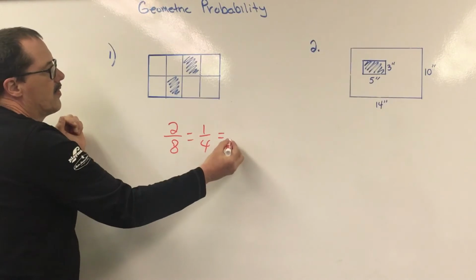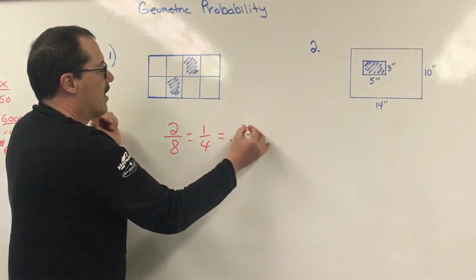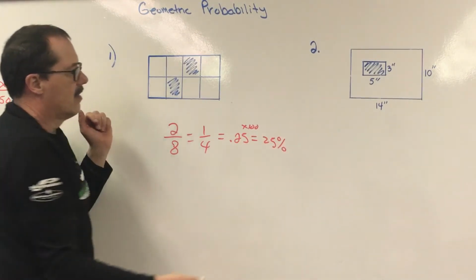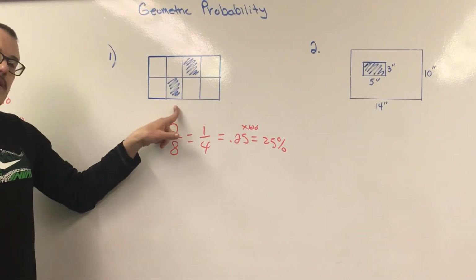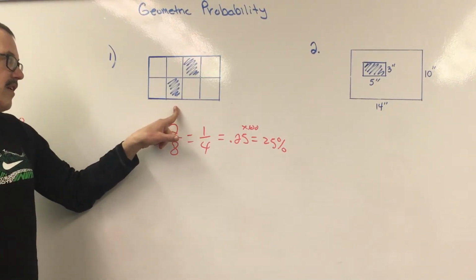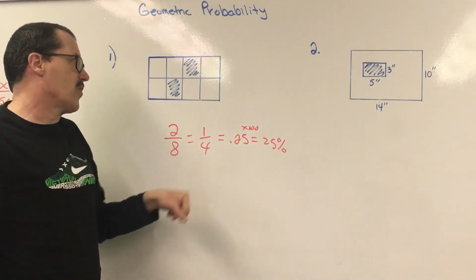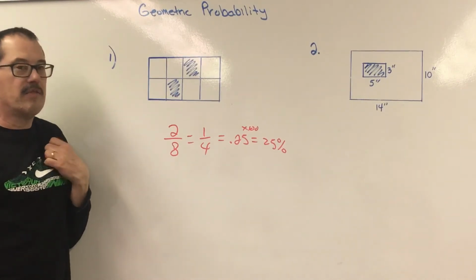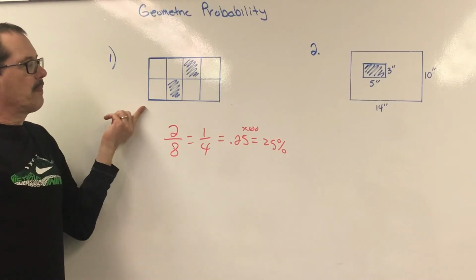Change to a decimal, which is 0.25, and then you get a percent from that by multiplying by 100, and that gives you 25%. So 25% of those squares are filled in. So if you're playing darts and you were throwing darts at this with your eyes blindfolded, you would still probably get about 25% of the time you would hit the target, as long as you hit the target and didn't miss it and hit somebody else. Okay, so this is our first example.